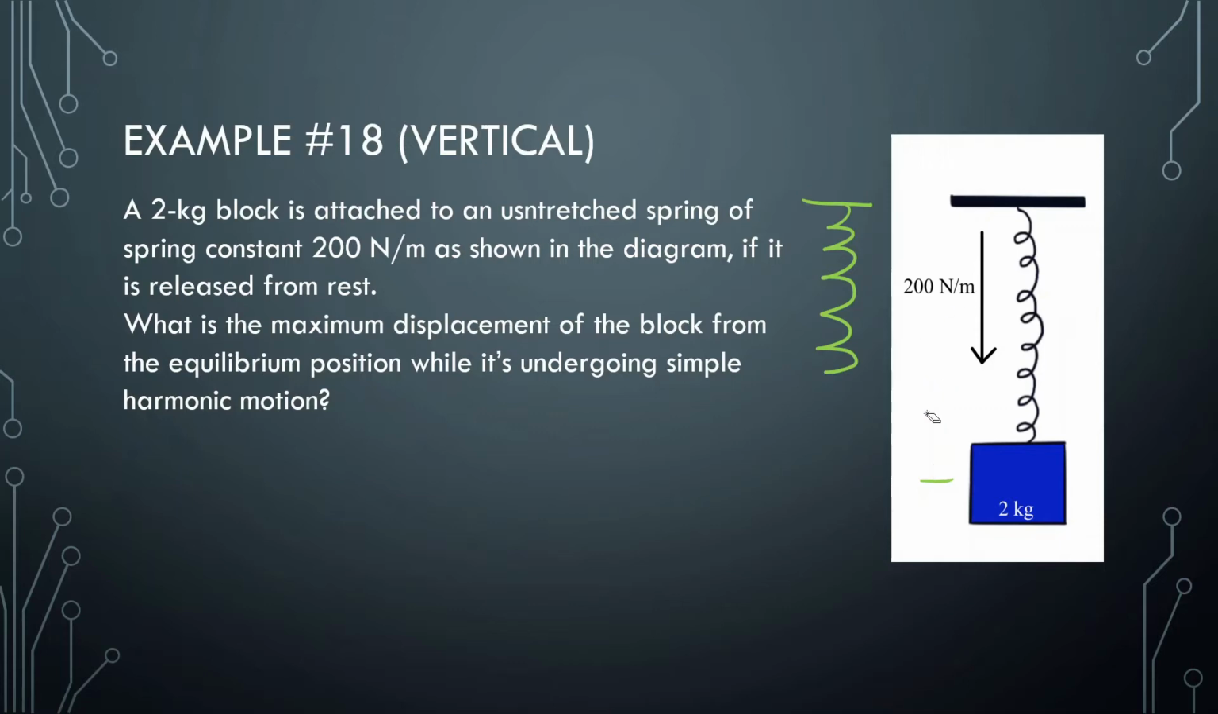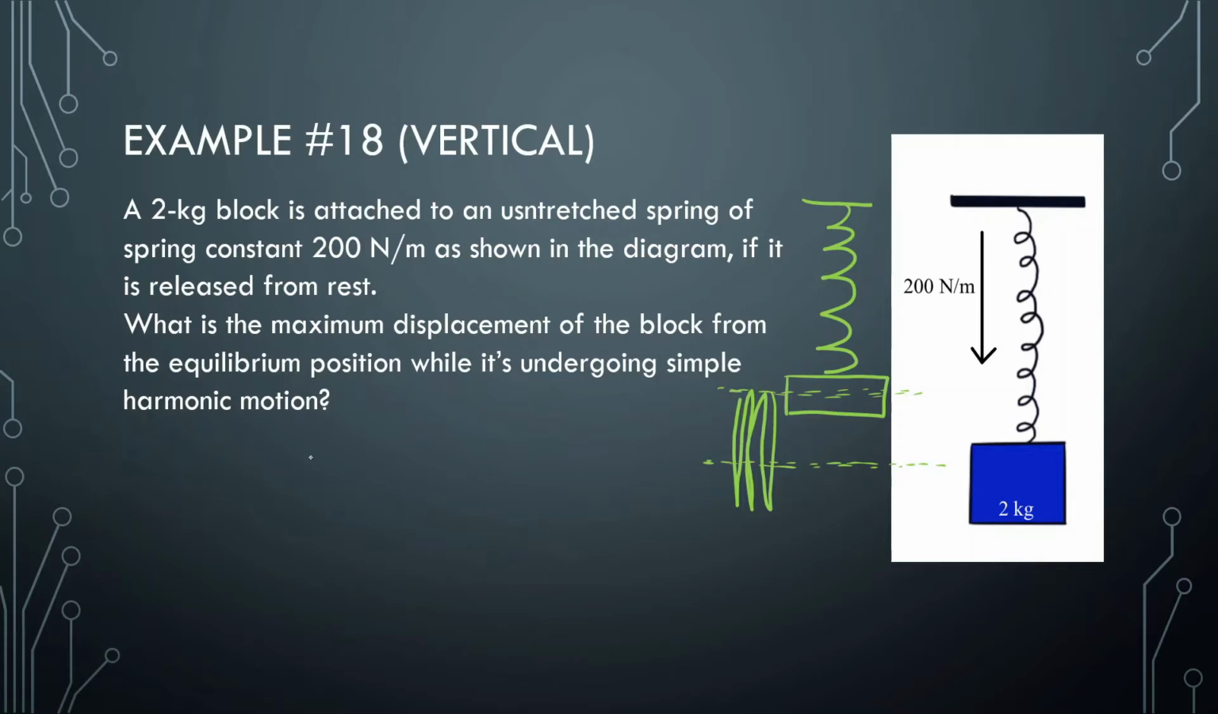If we put a block on this and release it, as the problem is asking, it's going to start going up and down and up and down. It's going to oscillate from this new equilibrium position right here. There's going to be a new equilibrium position, and it's going to oscillate up and down from that equilibrium position. So all we're going to be doing is trying to find what this new equilibrium position is in relation to the original equilibrium position.